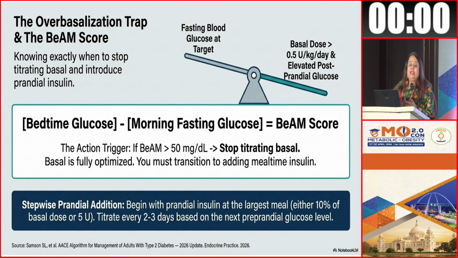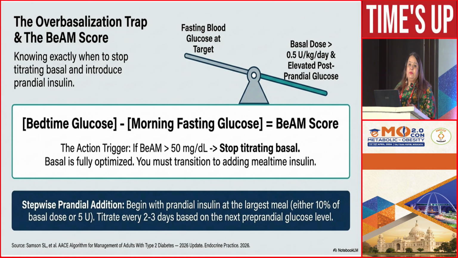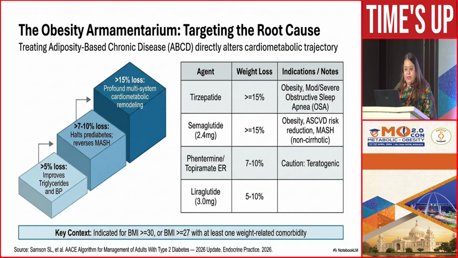And then over-basalization, it's just 2 slides more, I'll finish quickly. Over-basalization trap and the BAM score, which is nothing but bedtime glucose level minus the morning glucose, and then based on that, how you can initiate the prandial insulin. So this is also quite easy, but they have mentioned that don't over-basalize the patient, but you must know when to intervene with a prandial insulin as well.